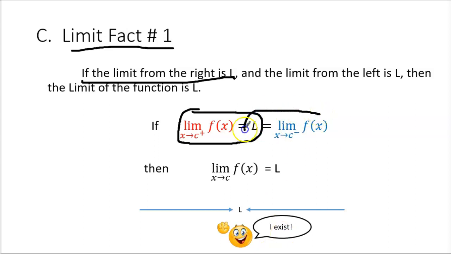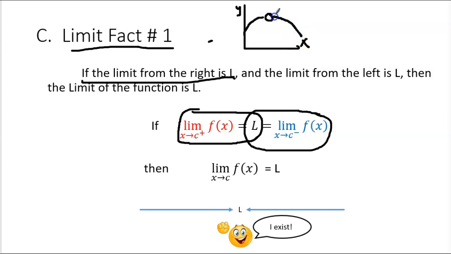So if the limit from the left is also L, in other words, as I approach C from the left, the y value still approaches L. Let's see what that would look like on a graph. So let's say this is my y-axis and this is my x-axis. And I'm approaching that point from the left, and I'm approaching that point from the right.